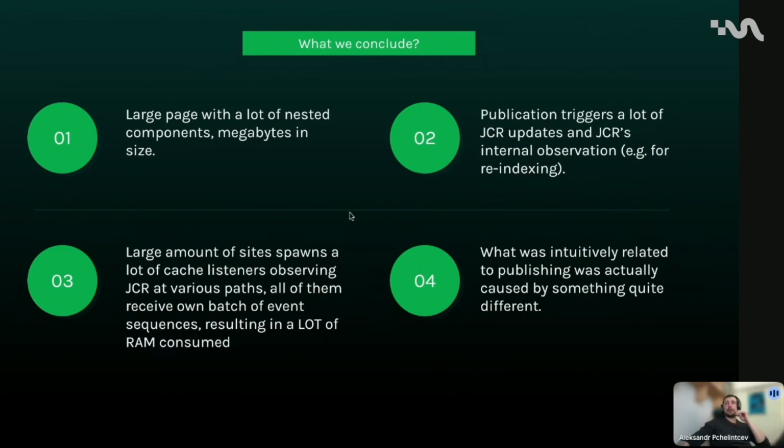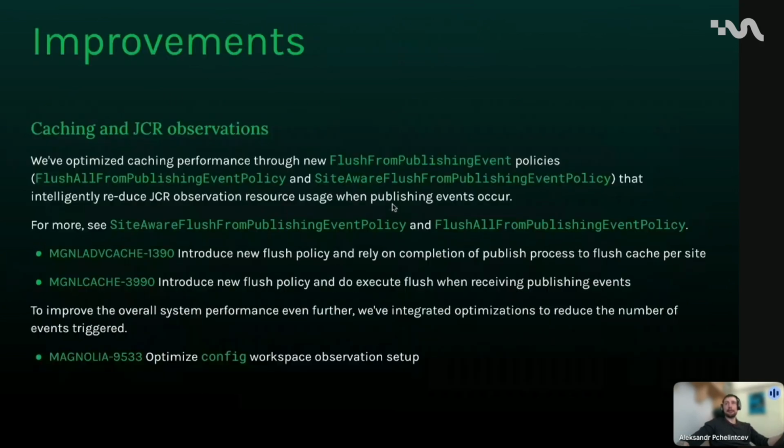So in conclusion of this problem, there had been a large number of large pages with a lot of nested components, megabytes in size, and when we publish, it triggers a lot of JCR updates and a lot of JCR internal observation events, for example for reindexing, exacerbated by the large number of sites in the system with a lot of cache listeners and observers, leading to a lot of RAM being allocated and eventually clogging the whole system. But my bottom line here is that what intuitively seemed related to publishing was actually caused by something different, and the heap dump helped us reveal that.